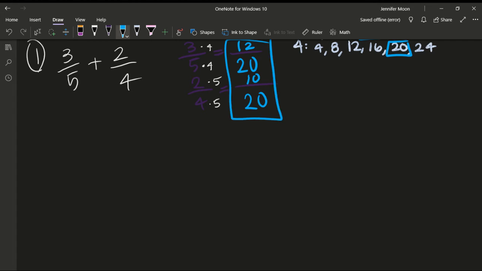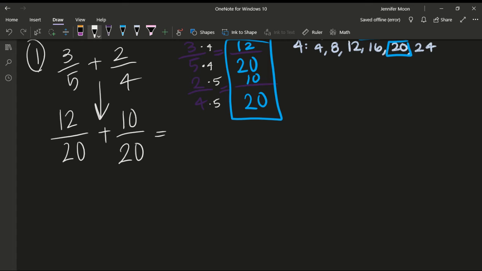These are my new fractions. What I'm going to do is look. This 3 over 5 became 12 over 20. This operation sign just comes down. It's positive, that's a plus sign. And then my second fraction became 10 over 20. Now my denominators match, which means I add the top, keep the bottom. 12 plus 10 is 22 over 20.